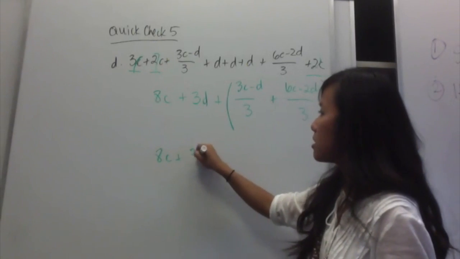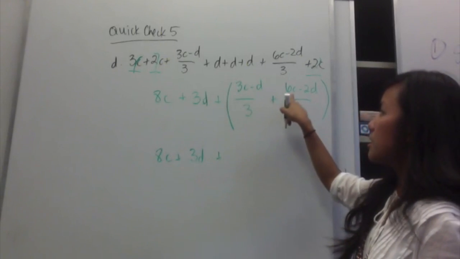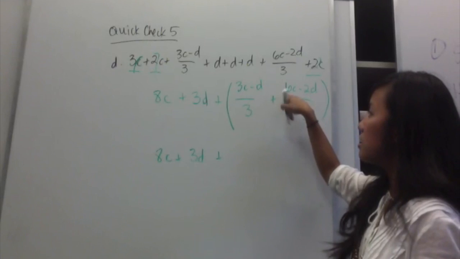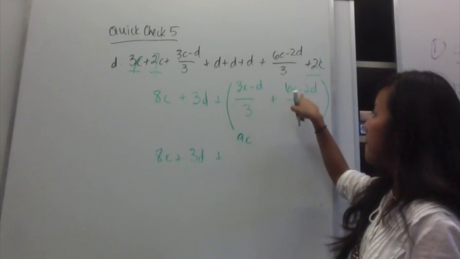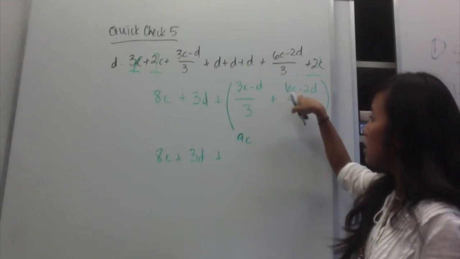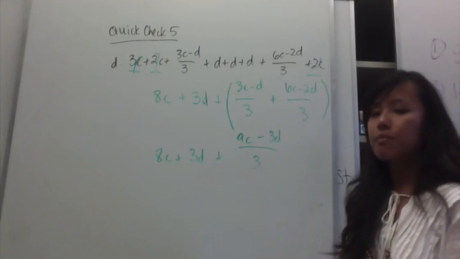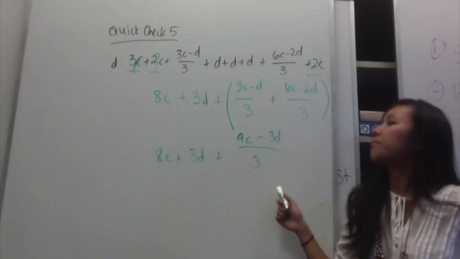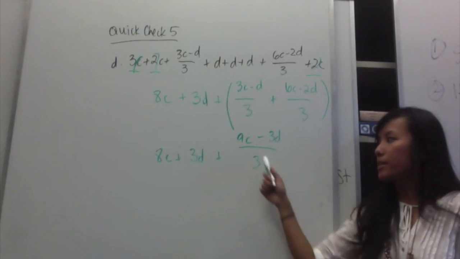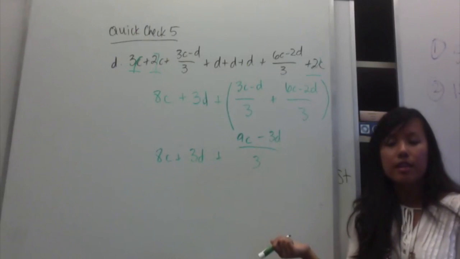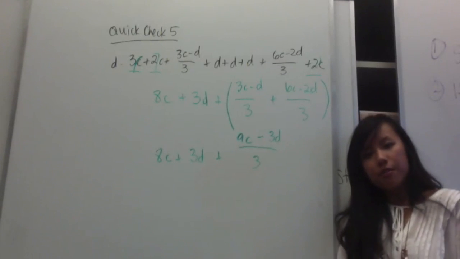8C plus 3D plus 3C plus 6C is 9C, minus D plus minus 2D, so that's minus 3D, over 3, okay, because the denominator stays the same. Now, we got fractions here, we still got C's here. We want to combine all the C's, okay? That's the point of combining like terms. This is not simplified. So let's get rid of the fraction.